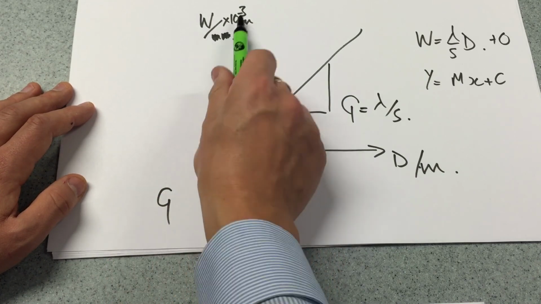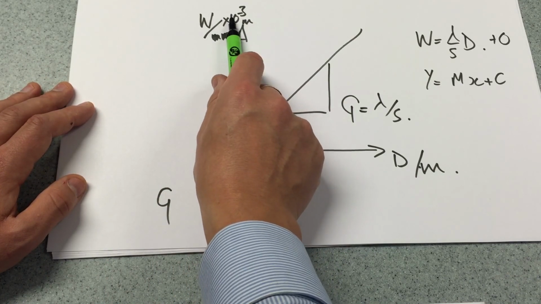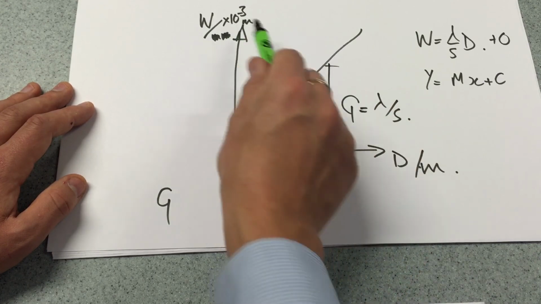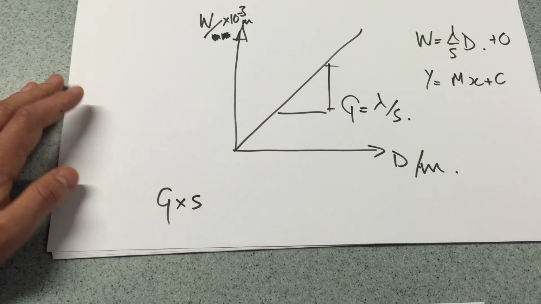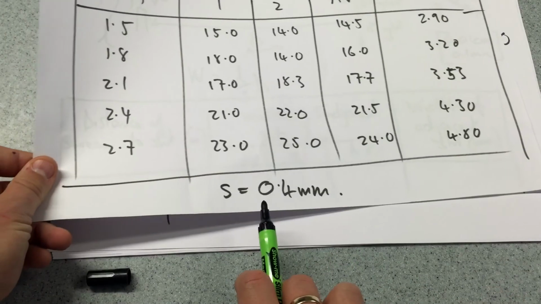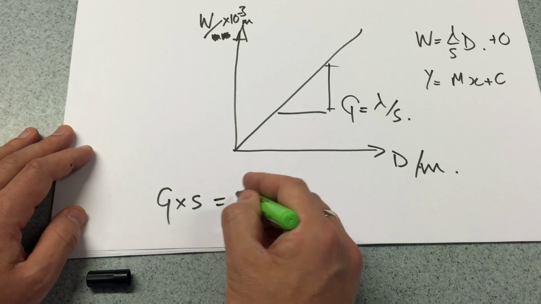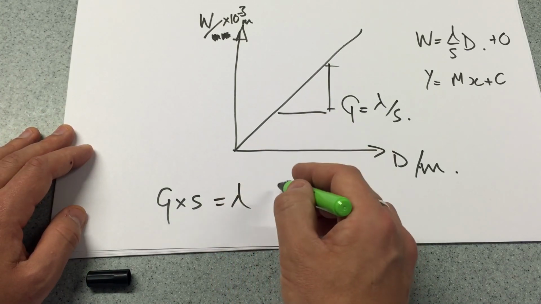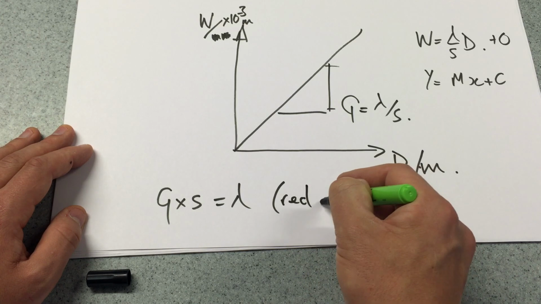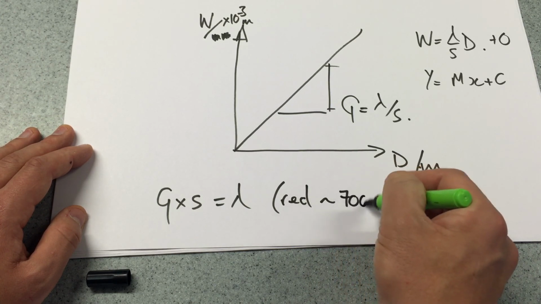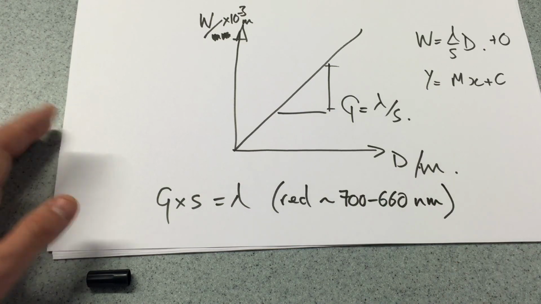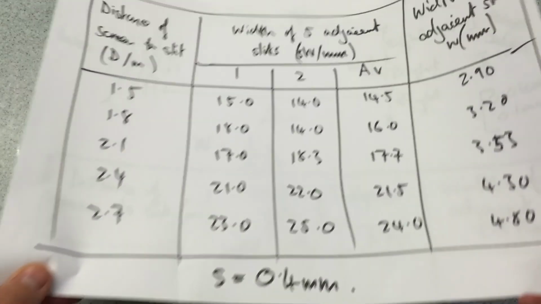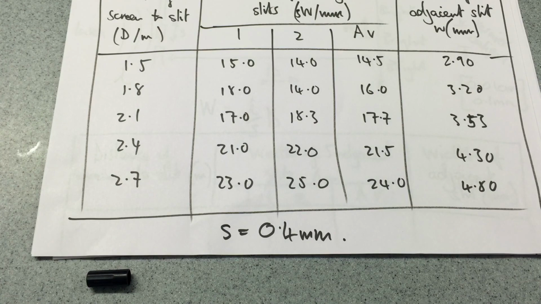Now the gradient, bearing in mind, has a 10 to the minus 3 here, so you need to make sure that the two values there are 10 to the minus 3. But if you multiply that by the separation, which we know was 0.4 millimeters, 10 to the minus 3, that should give you the wavelength of light. And as you noticed, we were using red, which is approximately 660 to 700 nanometers. So give that a go and see if that comes out. Okay, hope that makes sense.